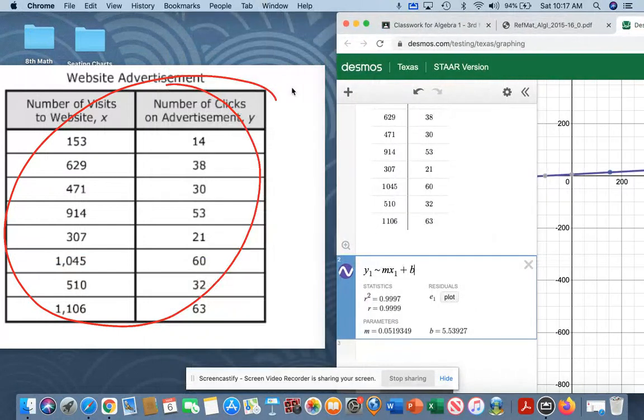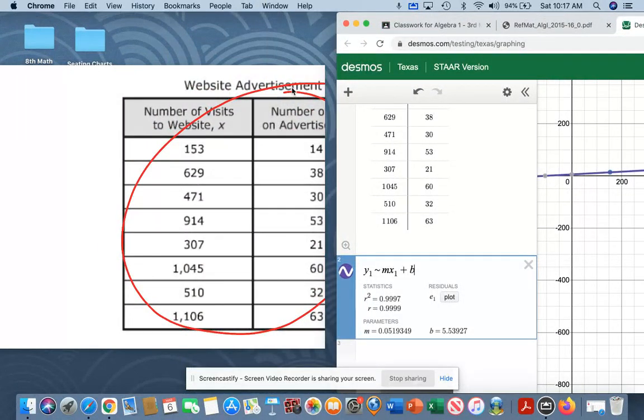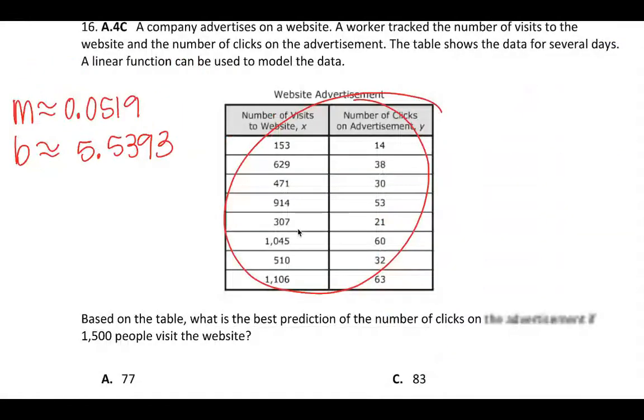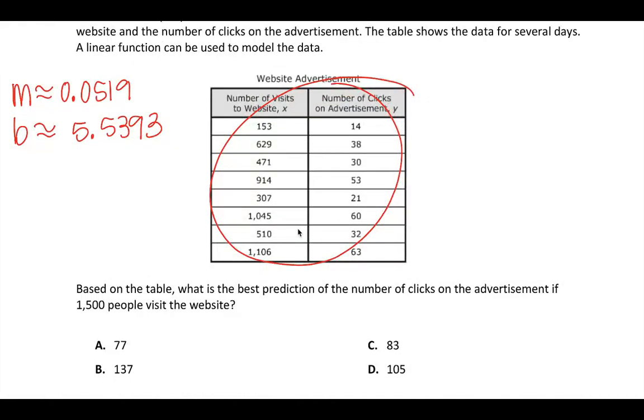It's kind of an ugly decimal, so I'm going to write this over here. So m is about 0.0519-ish, and b is about 5.5393-ish. So I need to write an equation for this and figure out, when 1,500 people visit, what do you think would happen?